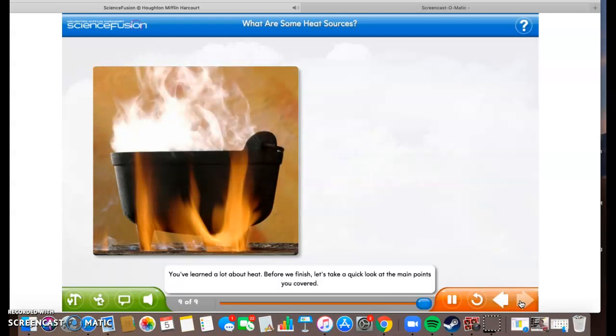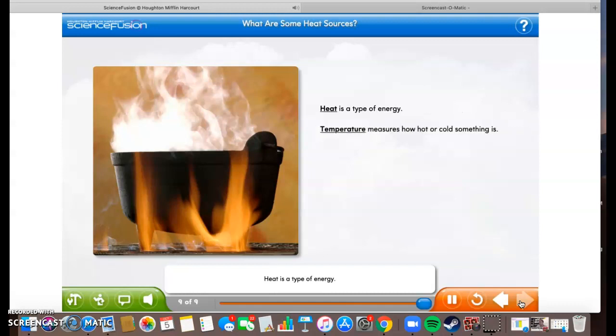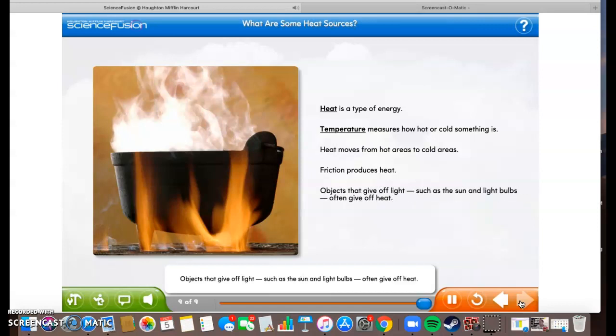You've learned a lot about heat. Before we finish, let's take a quick look at the main points you covered. Heat is a type of energy. Temperature measures how hot or cold something is. Heat moves from hot areas to cold areas. Friction produces heat. Objects that give off light, such as the sun and light bulbs, often give off heat. Now that you've finished this lesson, if you wish, you can go back and review any part of the lesson again.